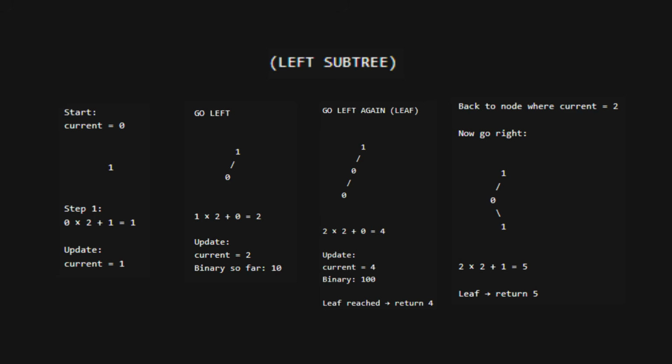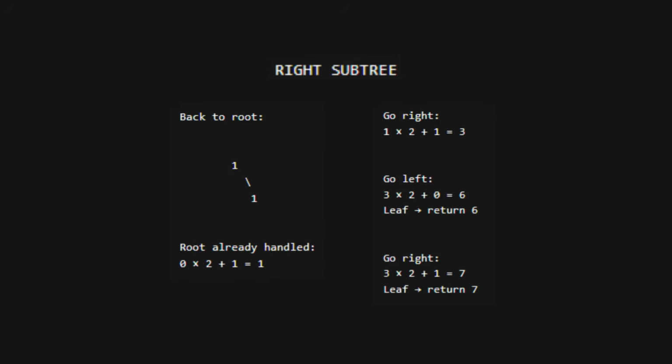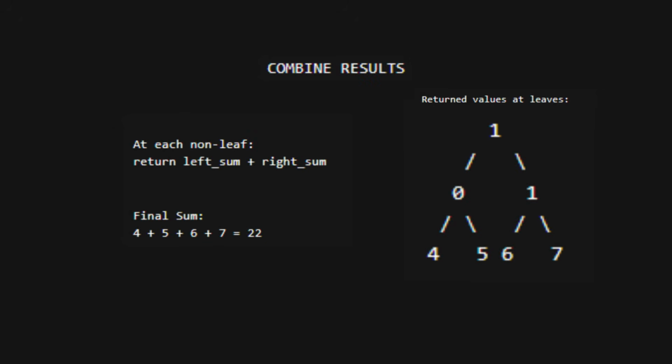Now backtrack. From that node, try right. 2 multiplied by 2 plus 1 gives 5. Leaf again. Return 5. Now go back to root. Take right branch. 1 multiplied by 2 plus 1 gives 3. Go left. 3 multiplied by 2 plus 0 gives 6. Leaf. Return 6. Go right. 3 multiplied by 2 plus 1 gives 7. Leaf. Return 7. At every non-leaf node, we return left sum plus right sum, so everything adds up as recursion goes back. Finally, we get 22.